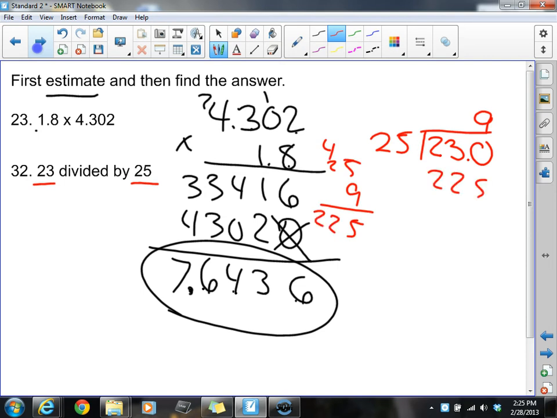225. I'm going to subtract. That'll be 5 when I regroup. It's 2. And so there we go. I will go ahead and add another 0 and bring that down.